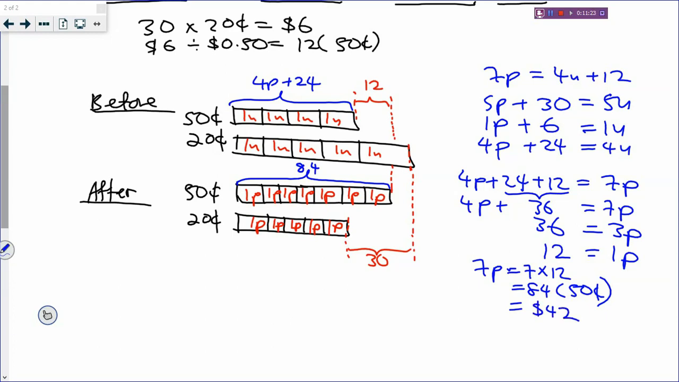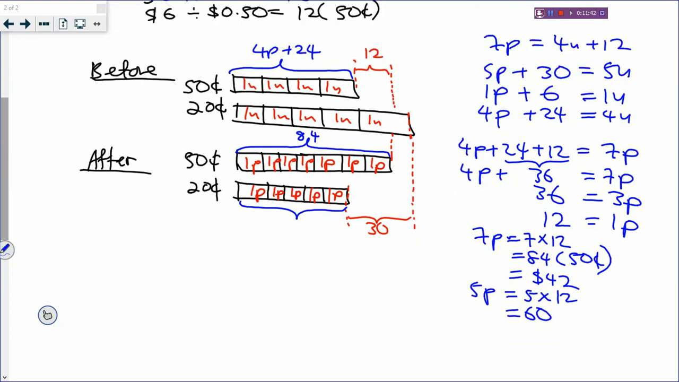Okay, how many 20-cent coins are there? So there are 5 parts. So 5 parts will be, you have 12 times 5, because 1 part is 12, right? So you have 5 times 12, or 12 times 5, and you get 60. Alright, so how much is all the 20-cent coins? So you have 60 20-cent coins, and what's the value? The value will be $12, right? $12.